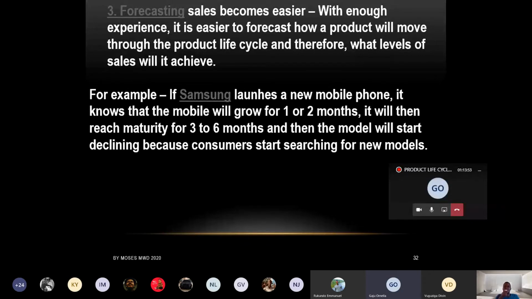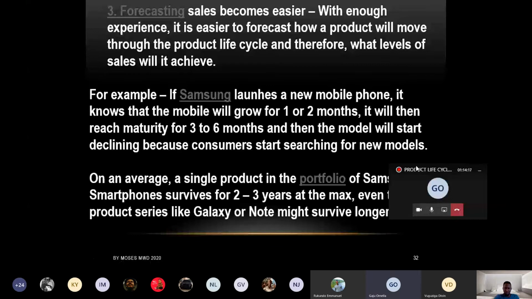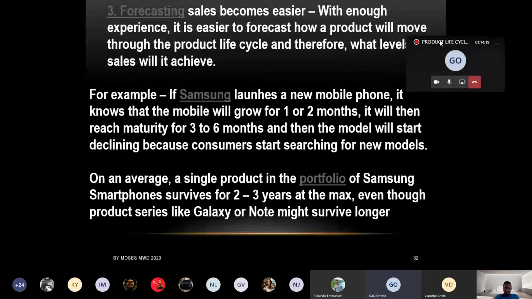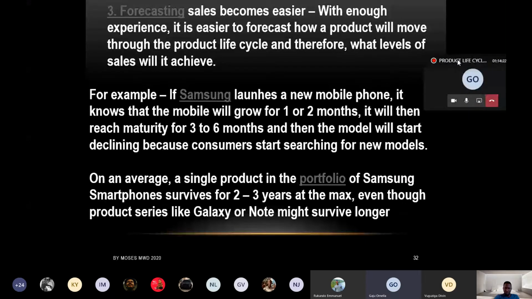Forecasting sales becomes easier with enough experience. It is easier to forecast how a product will move through the product life cycle and therefore what levels of sales it will achieve. For example, if Samsung launches a new mobile phone, it knows that the mobile will grow for 1 or 2 months. It will then reach maturity for 3 to 6 months. Then the model will start declining because consumers start searching for new models.